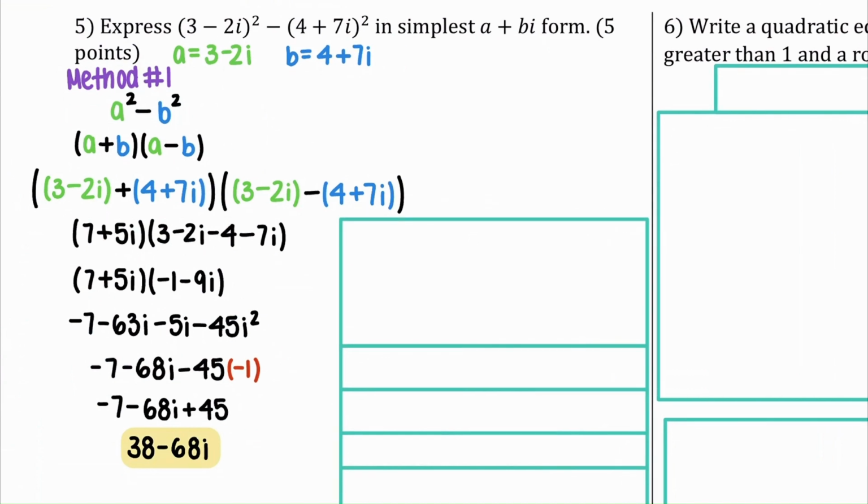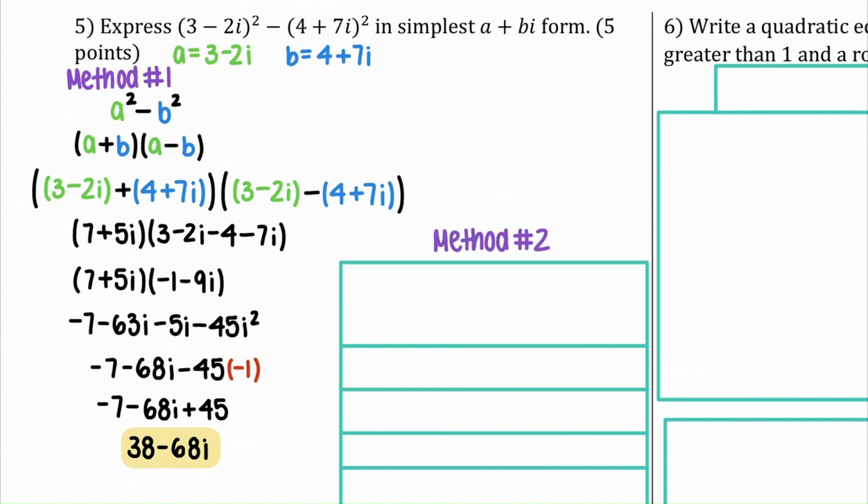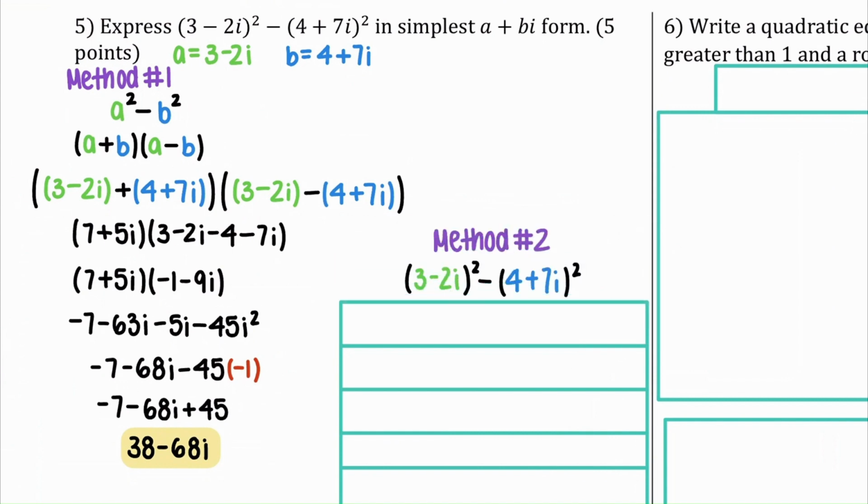So now let's say on the test, you have made your brain fart and you choose to multiply it out as it is. And that's perfectly fine as well. But we just have to remember one key thing. So let's first multiply this part out.